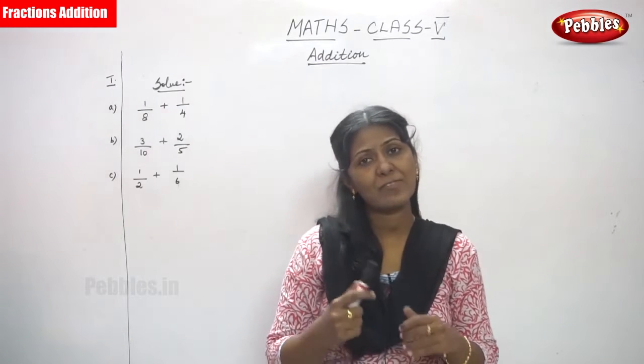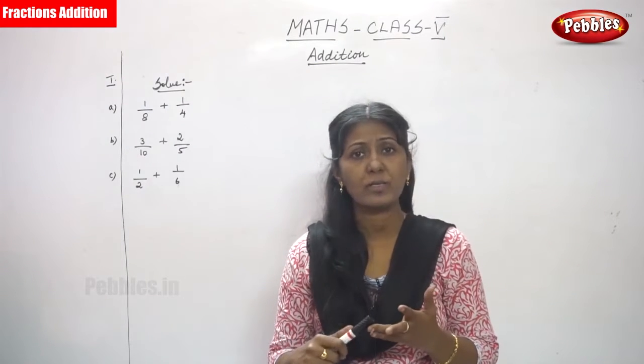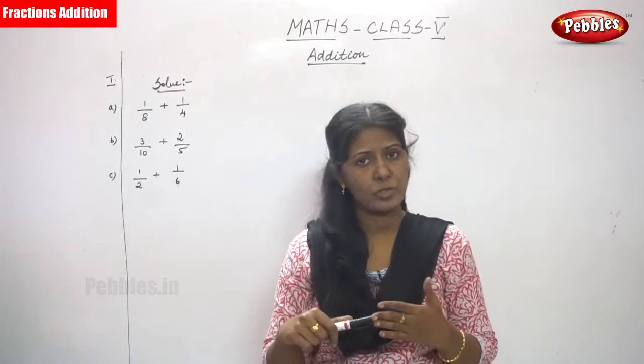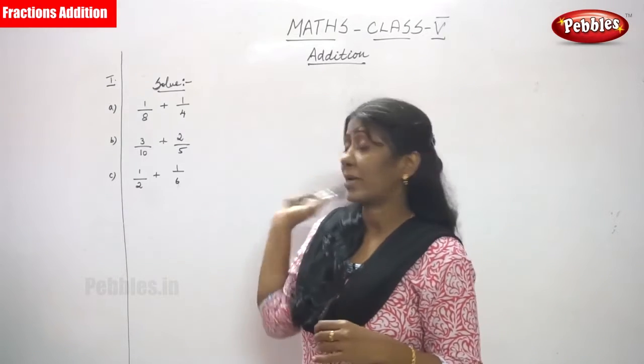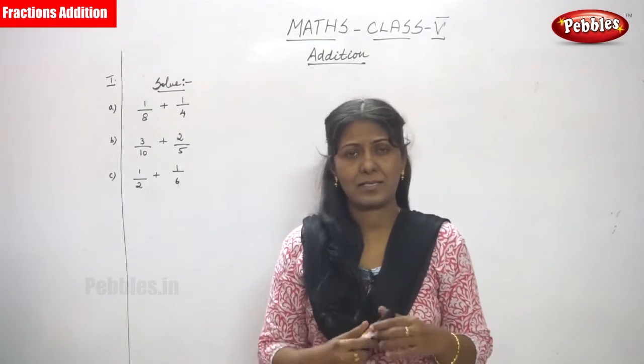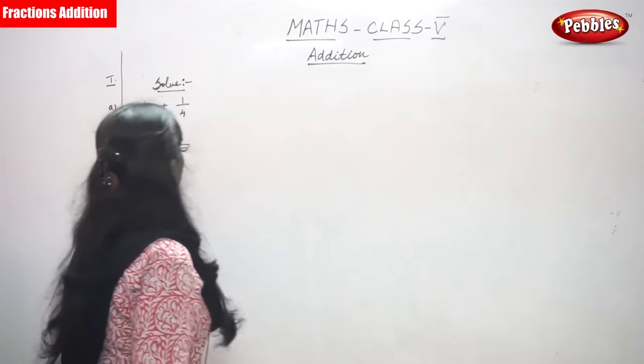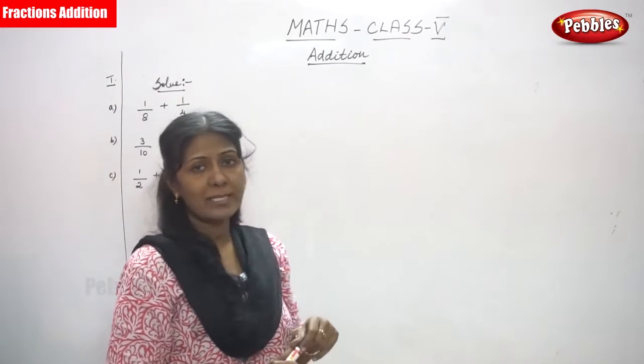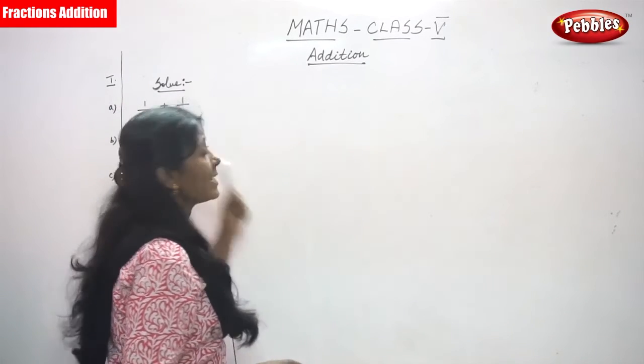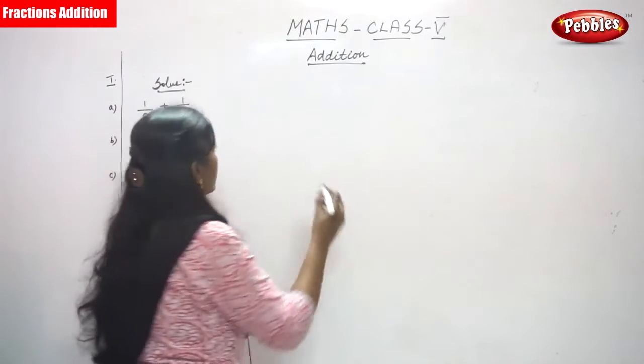In last class we have seen ascending and descending order. Today we are going to see addition in fraction. Let's start the class. The first sum is solve. So we are going to solve the sum. The first sum is 1 by 8 plus 1 by 4.